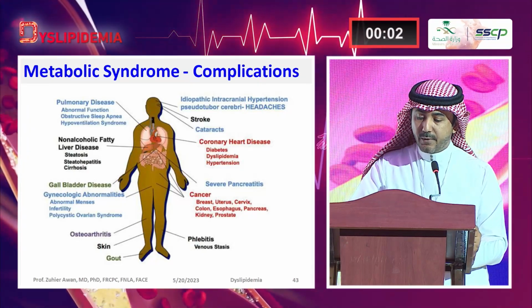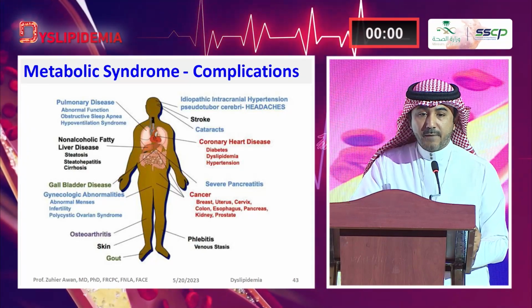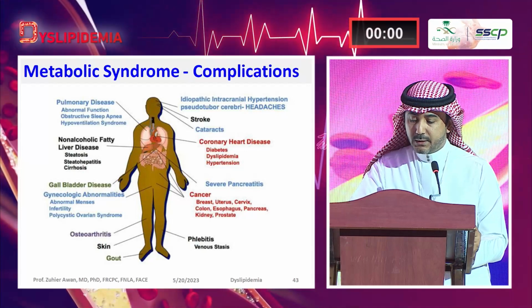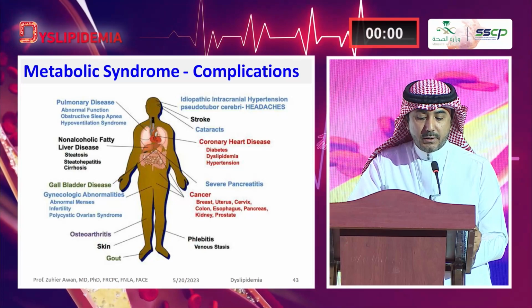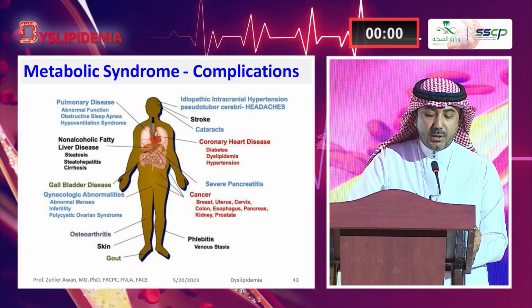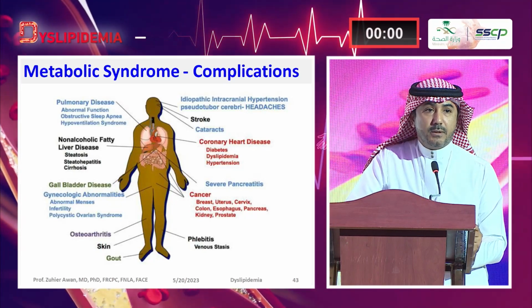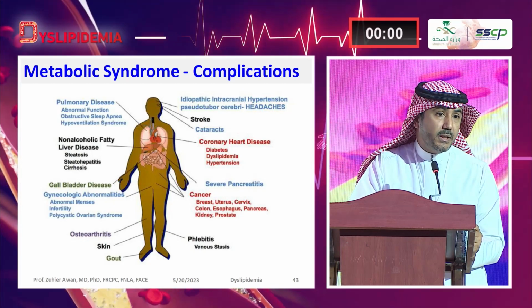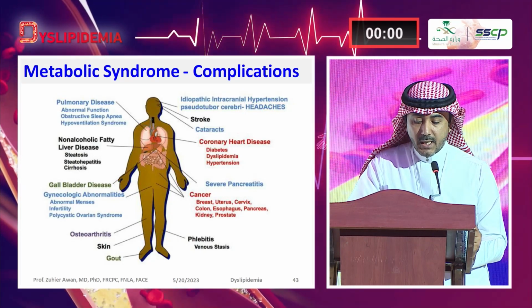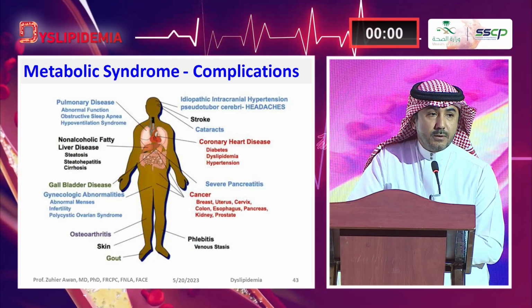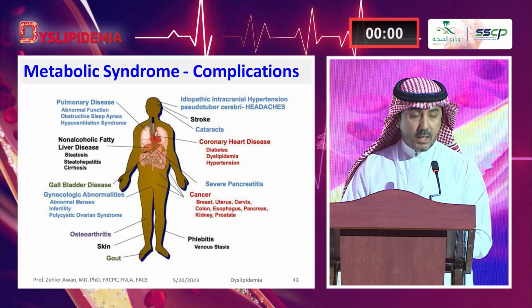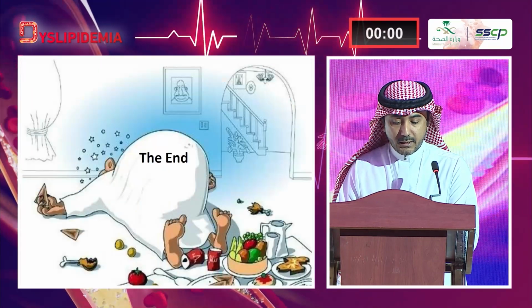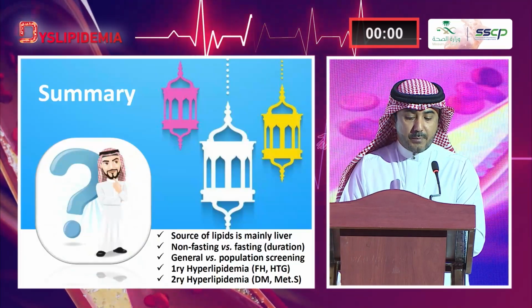And of course, you will get disease everywhere. You will have pulmonary disease, non-alcoholic fatty liver disease. You get osteoarthritis. You have a stroke. You are at risk of coronary heart disease. You probably have higher triglyceride. In some cases we've seen even pancreatitis, and you will have a high risk of cardiovascular disease and cancer. And this is actually my last slide. I'll be happy to answer any questions.